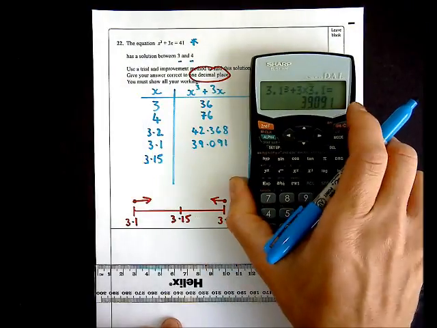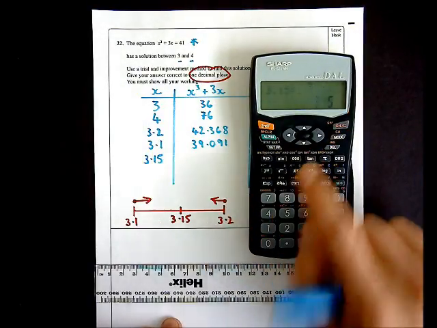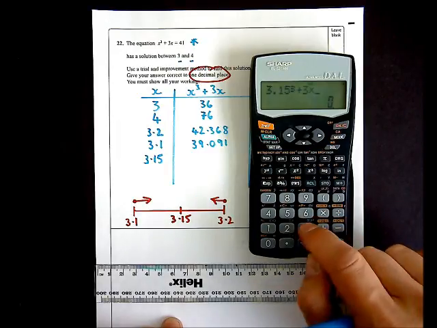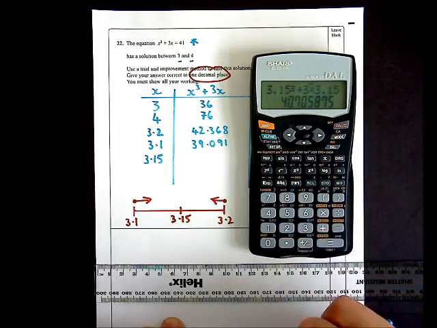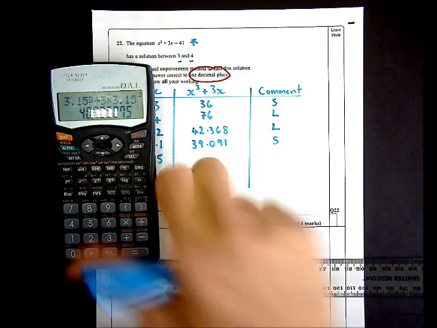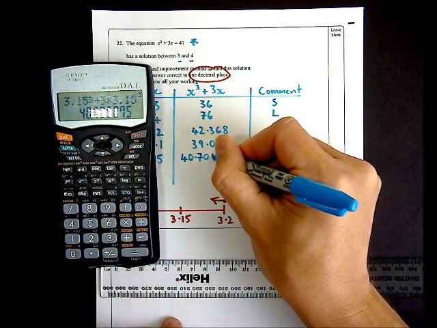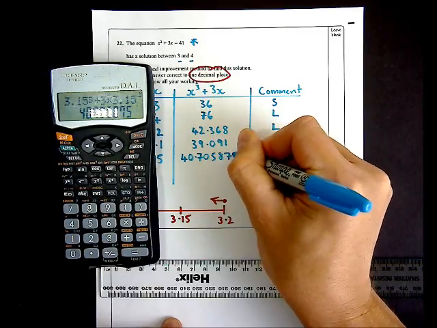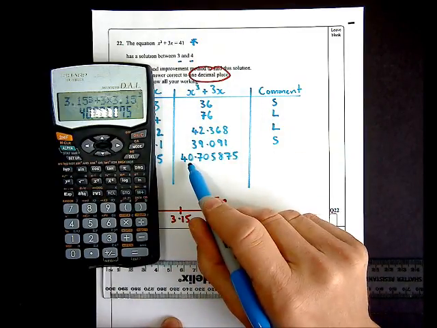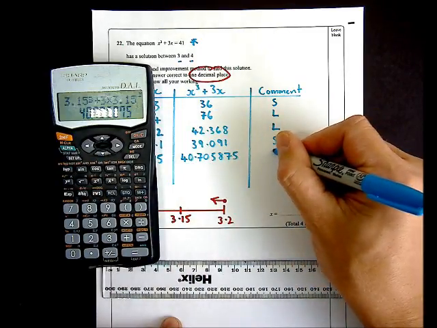So 3.15, again on the calculator, 3.15 cubed plus 3 times 3.15 gives me, and I'm going to write the full display down, 40.705875. And in that instance, that is less than 41, so that is too small.